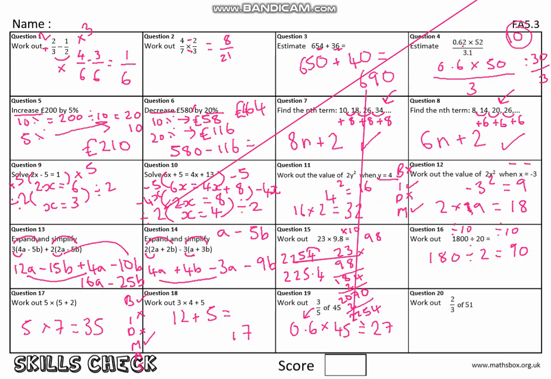Alternatively, what we could do is take the 45 and then divide it into 5 parts, because we know we want 3 lots of the 5 parts. So if we did 45 and we divided it by 5, we would get 9. So now I know that 1 part is worth 9, but I want 3 of them. I would do 9 times the 3, and that would also equal 27.